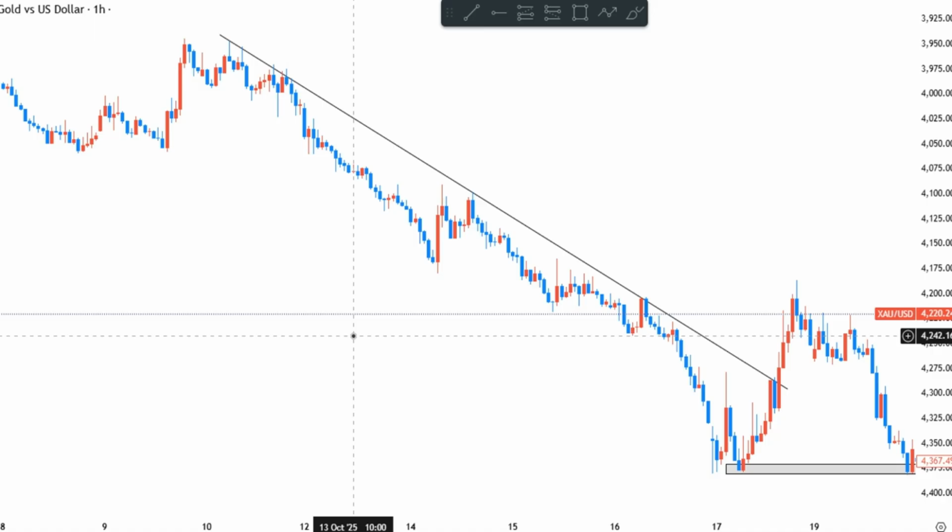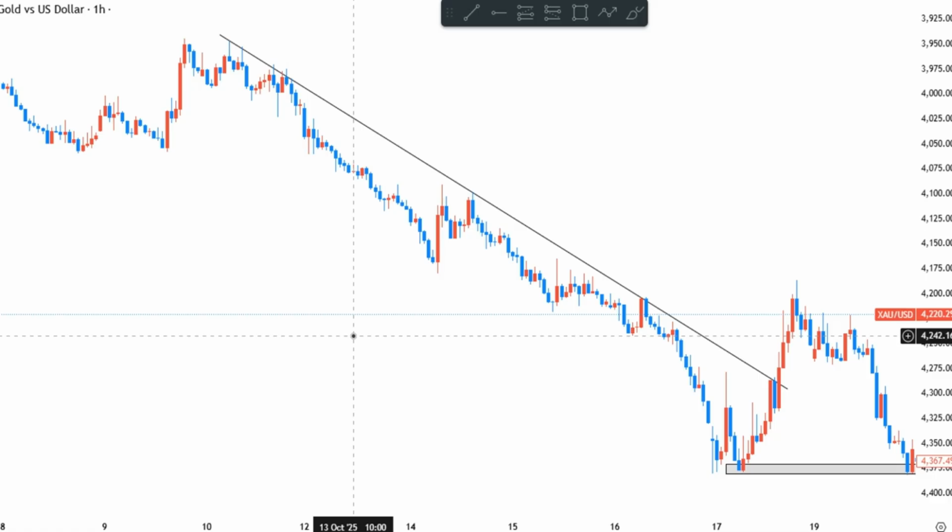Now, how do we draw our trend line properly? Most beginners draw trend lines wrong. They force the line on the chart just to make it fit their bias, which is very, very wrong. But here's the correct way.